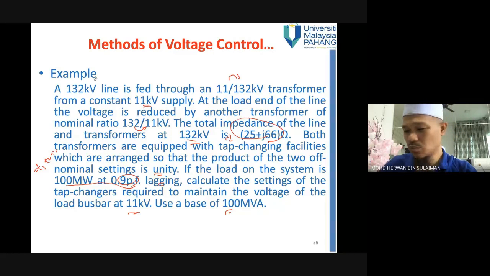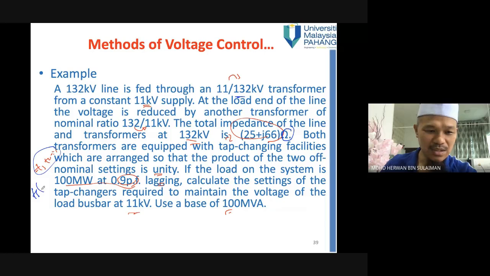So we have a 132 kilovolt line fed through an 11 kV to 132 kV step-up transformer from a constant 11 kV supply. At the load end of the line, the voltage is reduced by another transformer of nominal ratio 132 step down to 11 kV. And the total impedance of the line and transformer at 132 kV is 25 plus j66 ohms. Both transformers are equipped with tap changing facilities, which are arranged so that the product of the two nominal settings is unity. This one means your TS times TR equals to 1. Okay, this is unity.